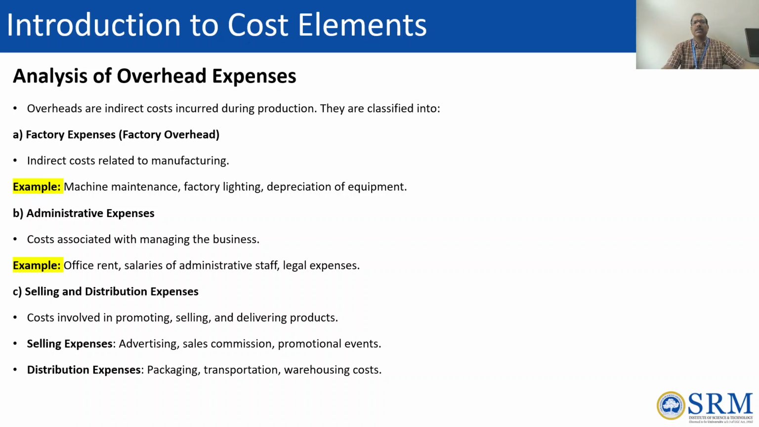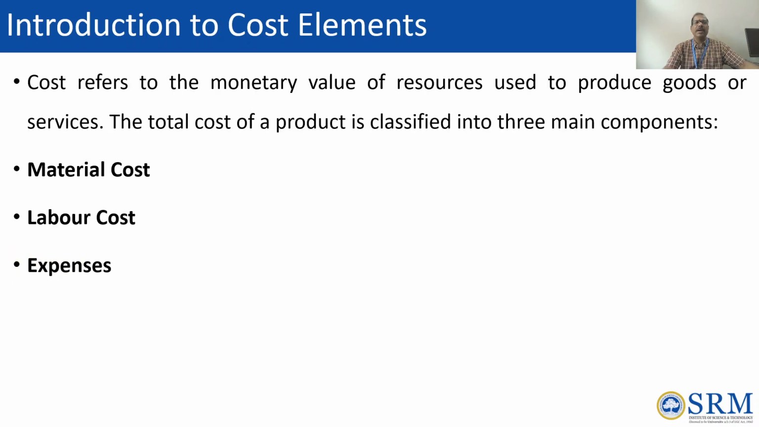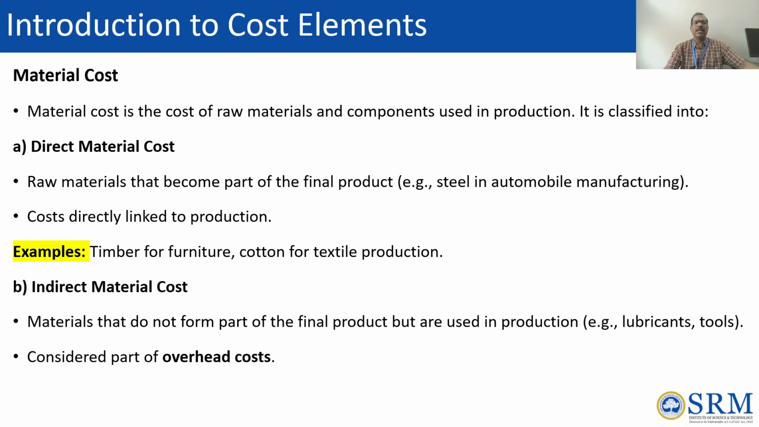So the cost elements are material cost, labor cost, and expenses. Material cost is divided into two: direct material and indirect material. Direct material means the cost invested on the particular material that needs to be there in the final product. A simple example is a desk or wooden shelves. The raw material is timber or wood. That wood will be there in the final product also. That is considered a direct material cost.